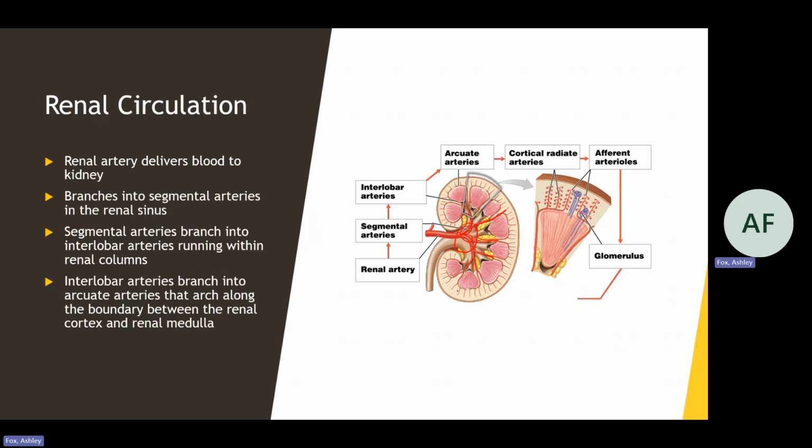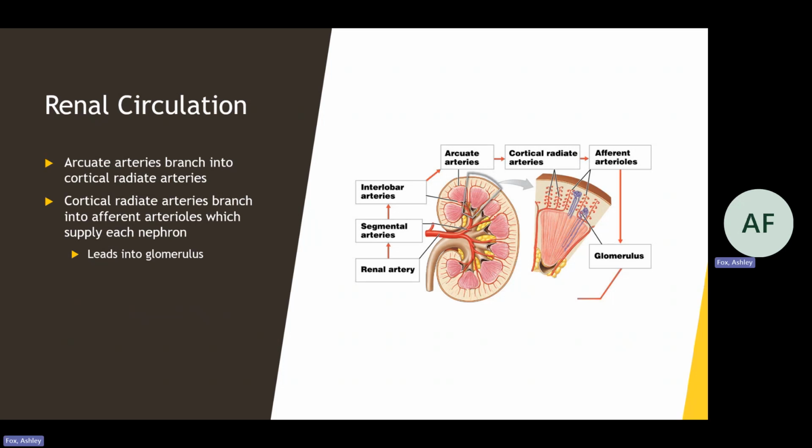And then interlobar arteries come along and branch into arcuate arteries, which run along the base of the renal pyramid that you see here. They are going to be the boundary between the cortex and the renal medulla. And then we're going to see further division coming up from the arcuate arteries. The arcuate arteries, running along the base of the pyramids, are going to branch into what we call the cortical radiate arteries.